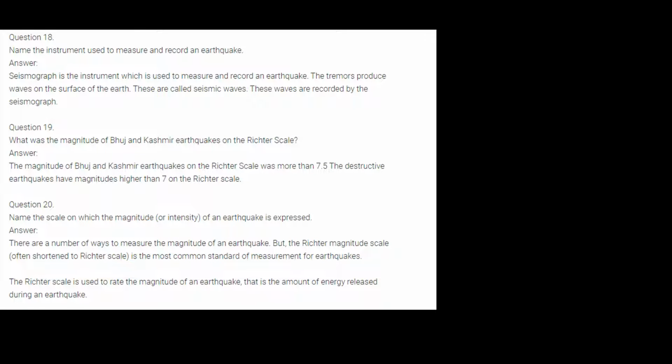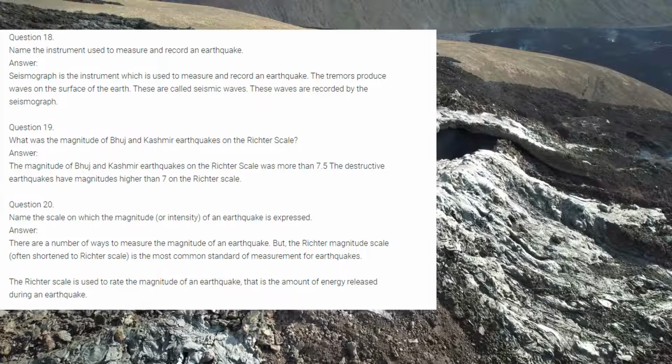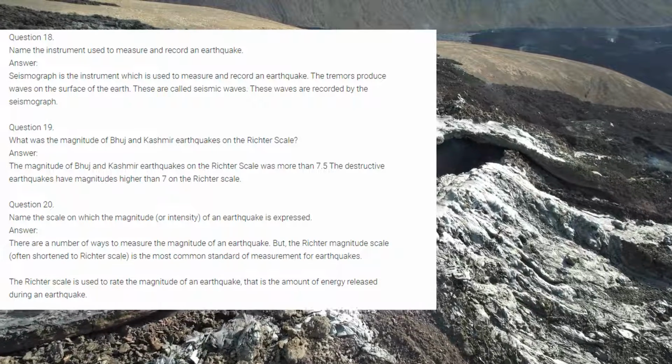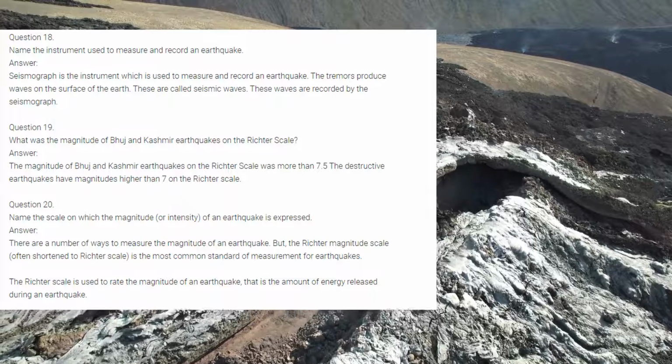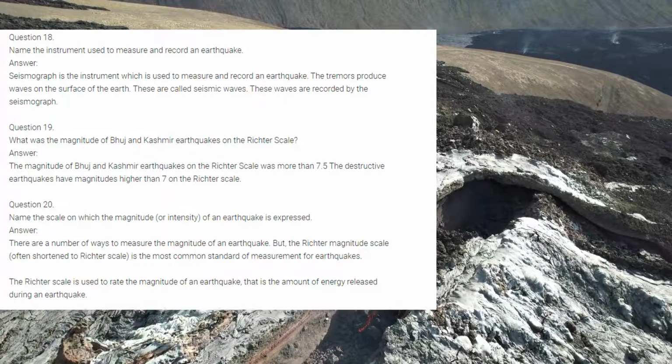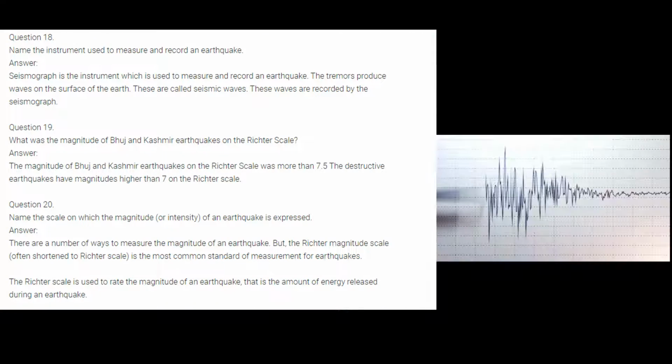Question 18. Name the instrument used to measure and record an earthquake. Answer: Seismograph is the instrument which is used to measure and record an earthquake. The tremors produce waves on the surface of the earth. These are called seismic waves. These waves are recorded by the seismograph.